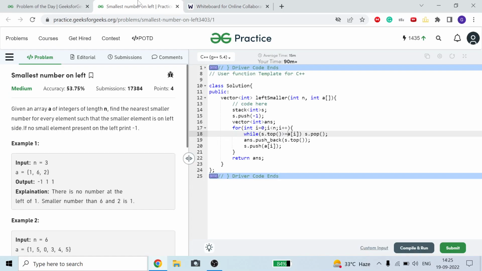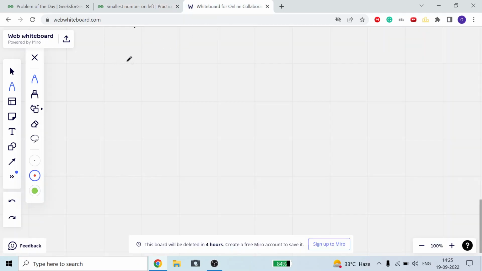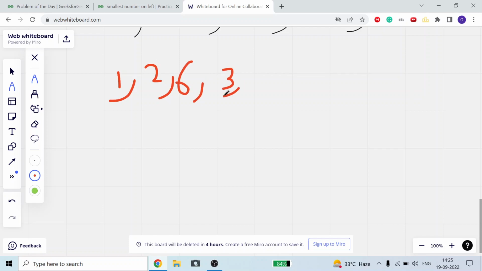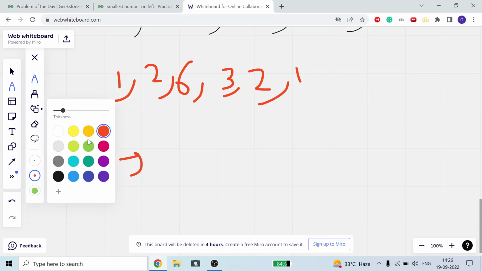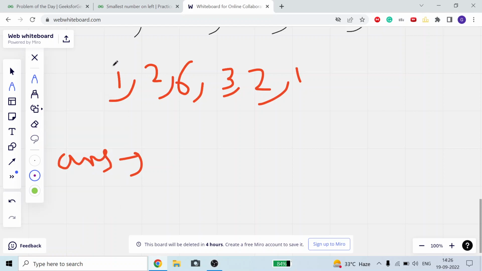Okay guys, so what we will do is, suppose the previous example, 1 2 6 3 2 1. You have to understand this. Now we take a vector answer and run a loop for each number. Now suppose we are currently pointing to this one.